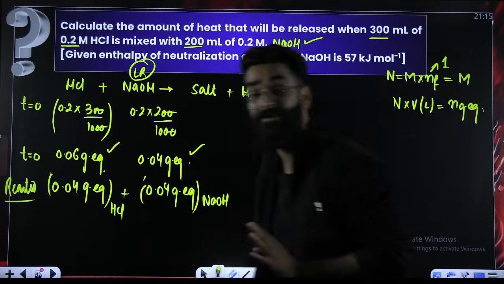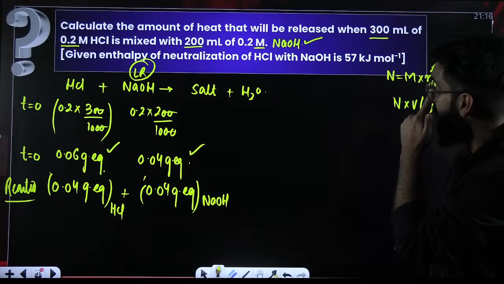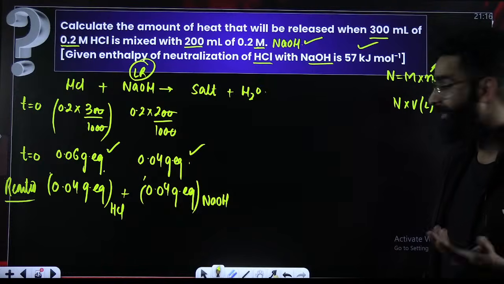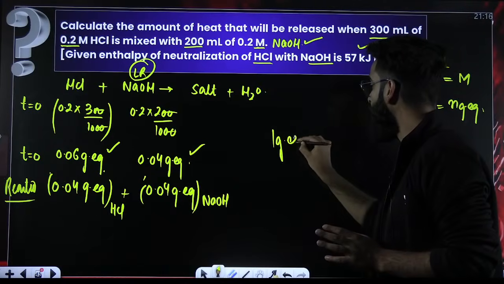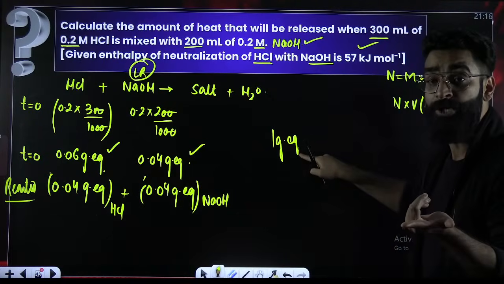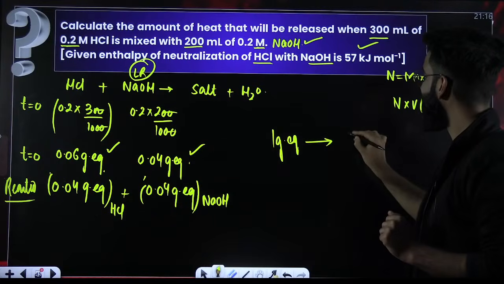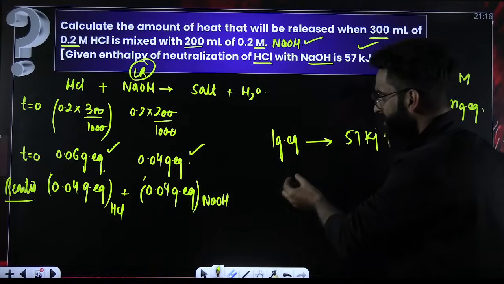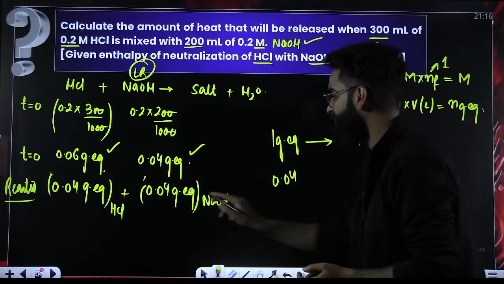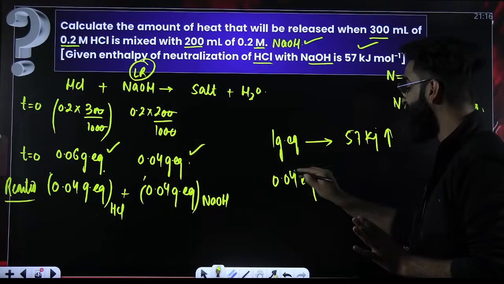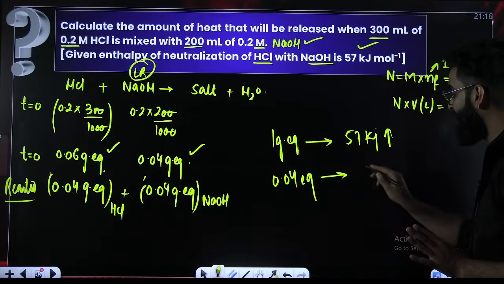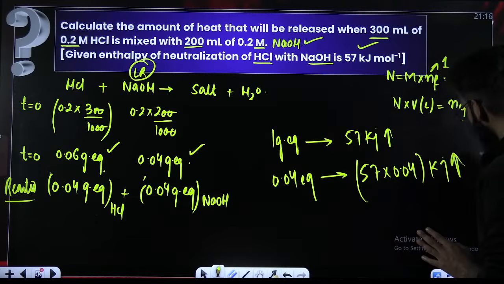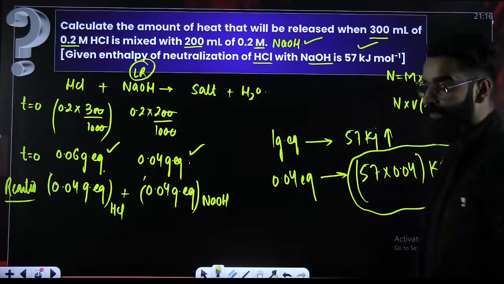Now guys, if you look carefully, enthalpy of neutralization of HCl and NaOH is given as this much. What does that mean? That means when 1 gram equivalent of acid is completely neutralized by 1 gram equivalent of base, 57 kilojoules of heat is released. But as per the question, 0.04 gram equivalents of acid is neutralizing 0.04 gram equivalents of base. How much heat will be released? 57 multiplied by 0.04 kilojoules. So this much heat will be released during this process. I hope you got it.